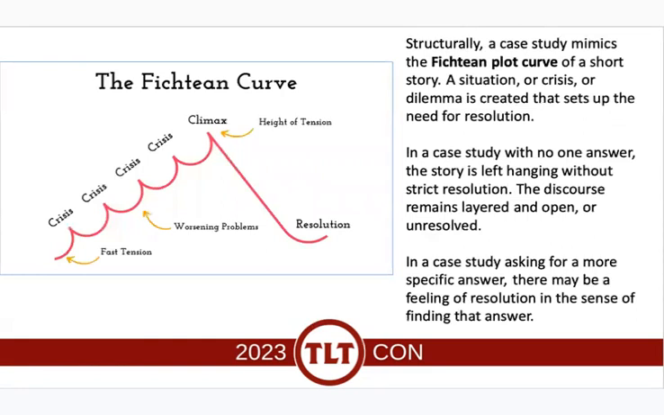Structurally, a case study, I think, mimics the Fichtean plot curve of a short story, meaning we have this crisis, we have this tension, it builds up to a climax, and at the height of tension, this is where we back off. We don't offer the resolution here. So in the first case study, we're not offering any resolution. We're saying, here's the tension, here's the debate. And if you read the narrative at the end, you'll see that the two artists are sort of going back and forth a bit on whether this is appropriate. And then we throw the question out to the students and let them discuss. In the second case study with the drain, we're asking for a more specific answer, and there may be more a feeling of resolution for students there.